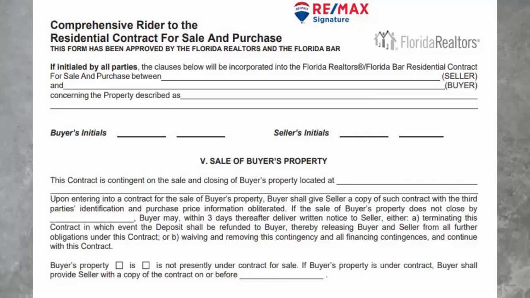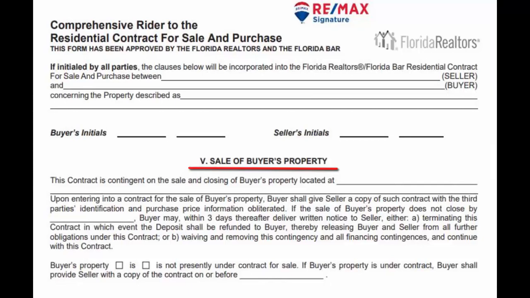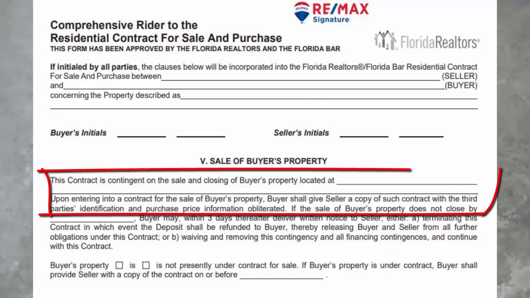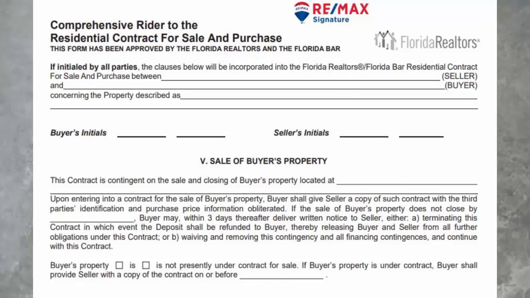So the first component is a title. Okay, the sale of the buyer's property. The next thing is the intention and the purpose. This contract is contingent on the sale and closing of the buyer's property located at. Upon entering into this contract, and so on. We don't need to know all of that, but the main thing we needed to know was what was the intent. The next thing is, what is the time frame?